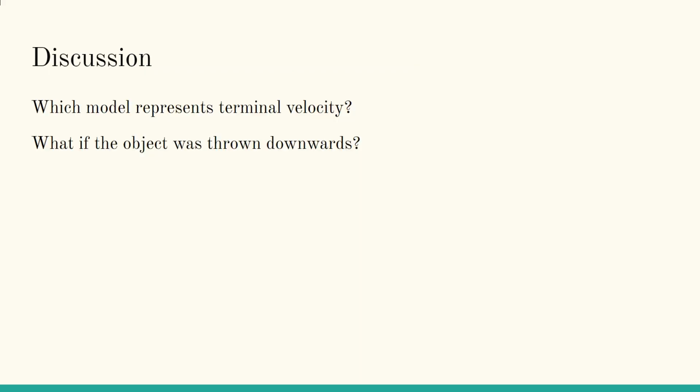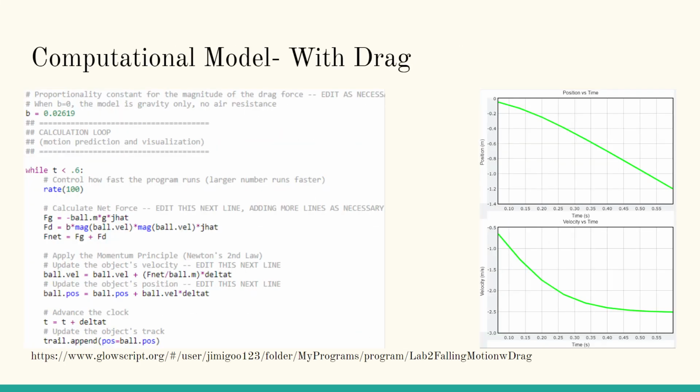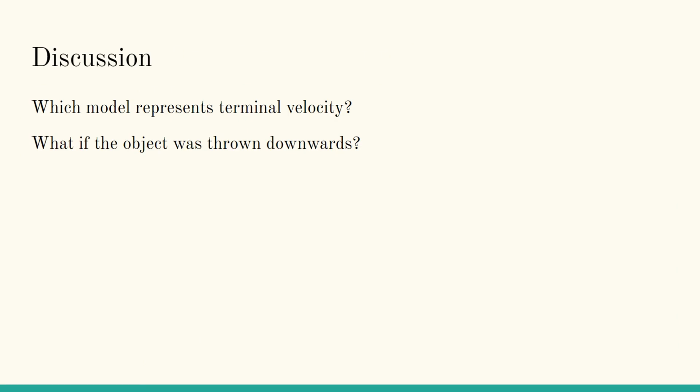On to the discussion. The code with drag represents a potential terminal velocity the best. As explained before, terminal velocity is the velocity of an object when drag and gravity cancel each other out. As seen, the velocity flattens out here, which shows the object reaching terminal velocity. If the object was thrown downwards, it wouldn't change the terminal velocity. Getting thrown just means that it would have a faster initial velocity.